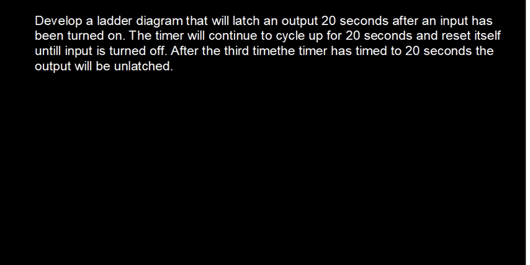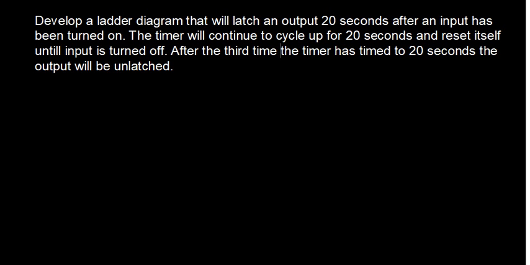After the third time, the timer has timed up to 20 seconds. That means every time the timer will time up for 20 seconds, and after timing up for 20 seconds, it will reset until the input is turned off. It will reset, right? So now if you want to set it again, you will have to again turn on the input. So this will happen 3 times.